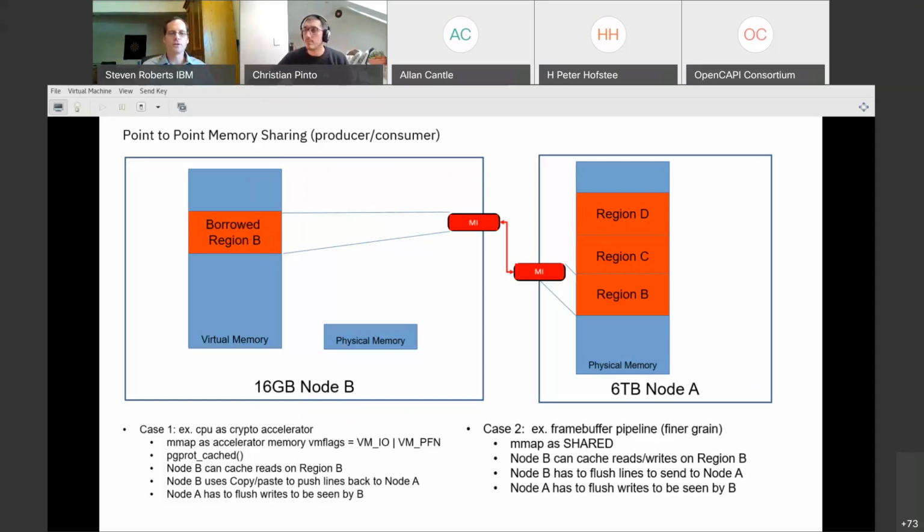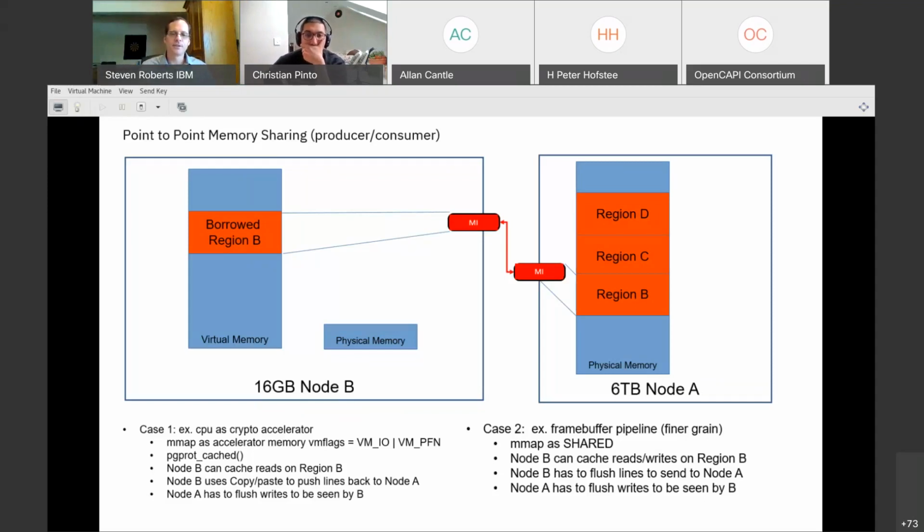To make that all work, you have to set up the mmap with specialized memory flags to basically tell the system, hey, I'm going to treat this as IO memory. I want to cache the reads, but I want to be able to use the cut and paste buffer to relax the ordering that I push the stuff back to region B. And then, of course, you have to have a mechanism for B to tell A, hey, I'm done, right? And that could be accomplished in different ways.